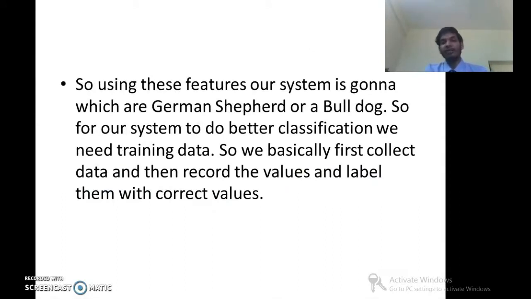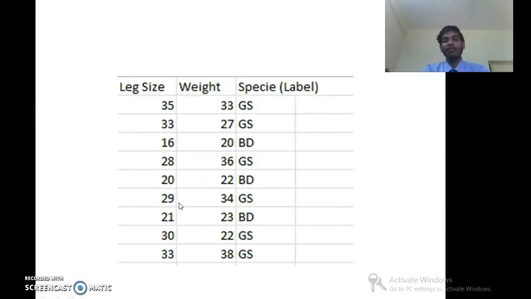Here the system provides a classification based on the training data, and this is done by collecting the data, recording it and then labeling it with the correct values. This means that I must provide a data set which has all the features along with the label. Now this label holds a very special meaning, which I'll explain to you in a moment.